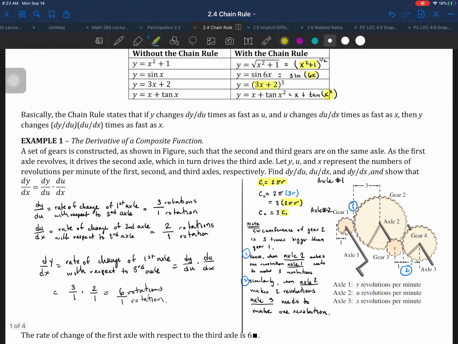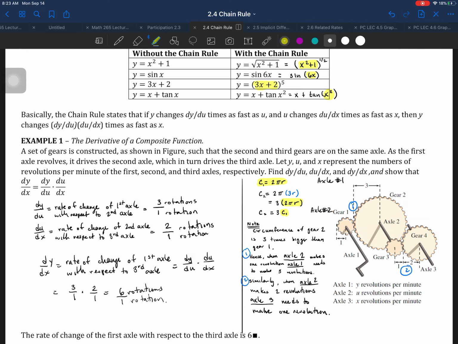And it's important for us to know these rules. So please write them out somewhere. Things that you need to remember, have it in your room to be able to visualize it every single time. So in the next example, we're going to talk about the derivative of a composite function. And we're going to use the concept of a gear to do this.